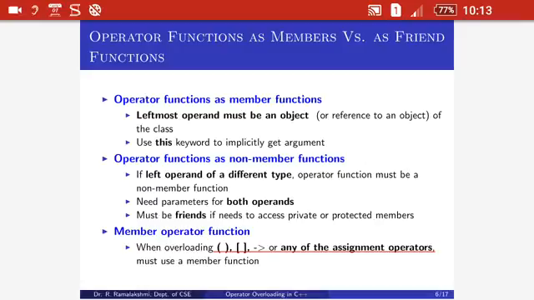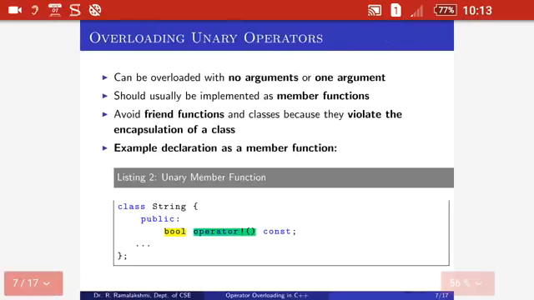And some of these operators, function call operator, subscript operator, indirect member access operator and any of the assignment operators, must be overloaded as member functions. And overloading of unary operators can take no argument if it is a member function, and it will take one argument if it is a non-member function. Usually it will be implemented as a member function, and avoid using friend functions because they violate the encapsulation concept of a class.